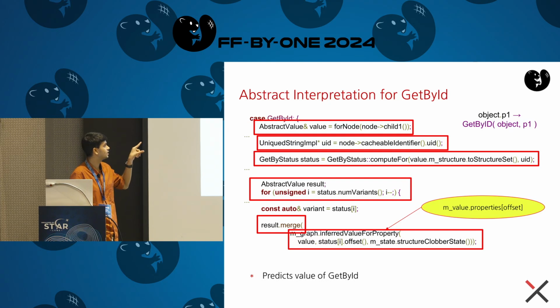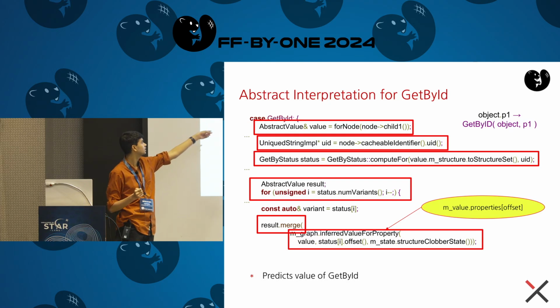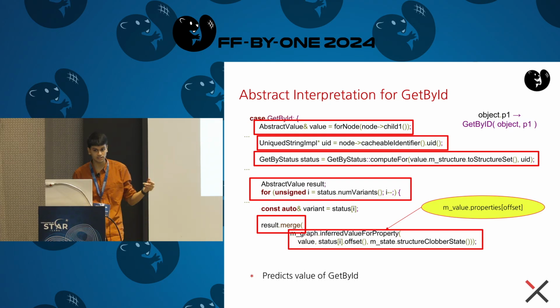We compute the get by status that we just discussed using the abstract value. We already discussed that one get by status has multiple variants, and the for loop has to traverse over each of the variants. Now this is a complicated bug. I'm trying to simplify it as much as possible, but still it's a complicated bug. Now each variant, as it is traversing, it's calling this inferred value for property.